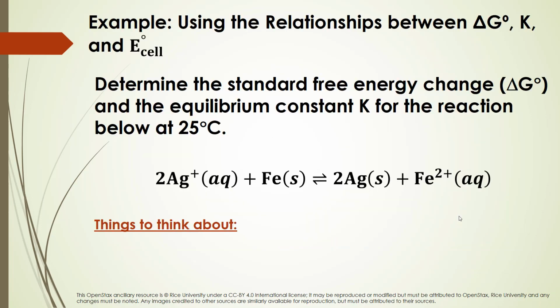So let's do an example. Let's use the relationships between delta G, the equilibrium constant, and the cell potential. Our problem is to determine the standard free energy change and the equilibrium constant for this reaction below at 25 degrees C. Okay, so there's our reaction that we're going to look at. We're going to look again at silver ions and iron metal reacting to produce silver metal and iron cations.